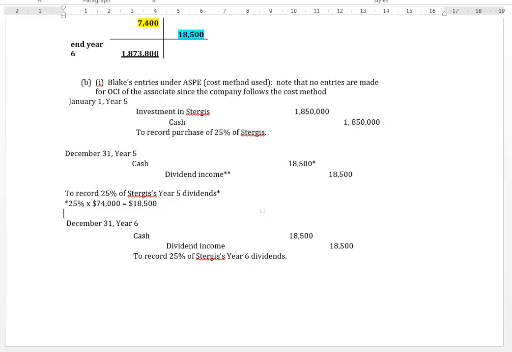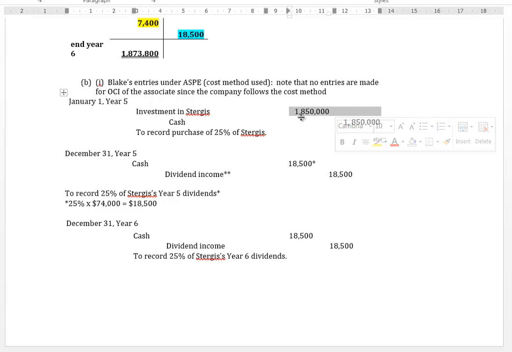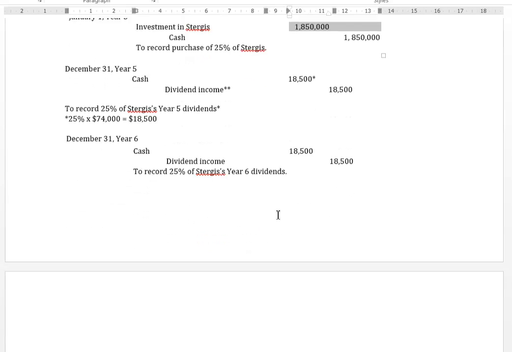So now, in year 6, what do we do? Well, again, we're not going to record any pro rata share of OCI. We're only going to record any dividend income from our $74,000 that was declared and paid in dividends. Our share of that was $18,500. So at the end of year 5, we're going to have the investment in Sturgis at $1.85 million, as well as at the end of year 6, it would be the same balance.